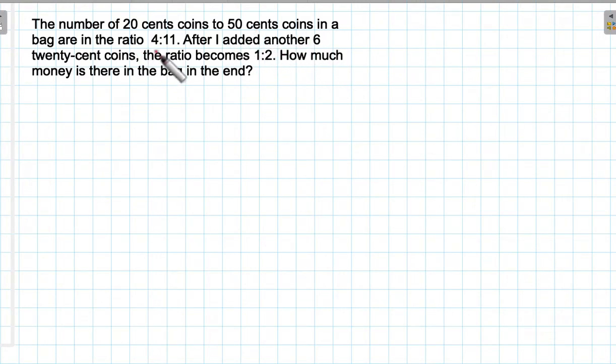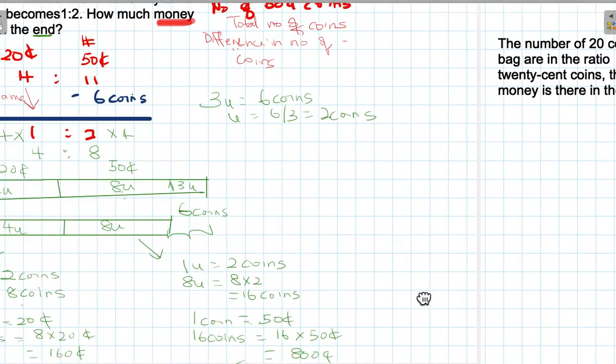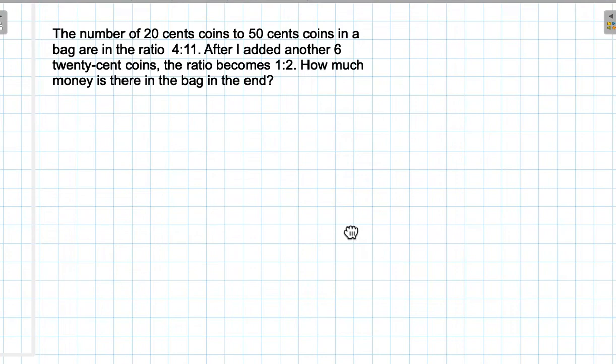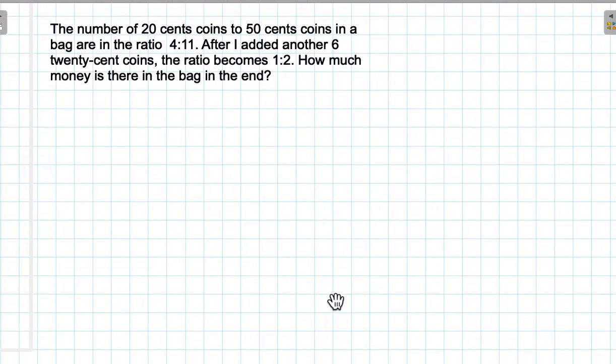So in the previous question I took away 6 50-cent coins, but this time round I add 6 20-cent coins. So we start again. We must see the number of 20-cent coins, the number of 50-cent coins, the total number of coins, and whether the difference is the same.